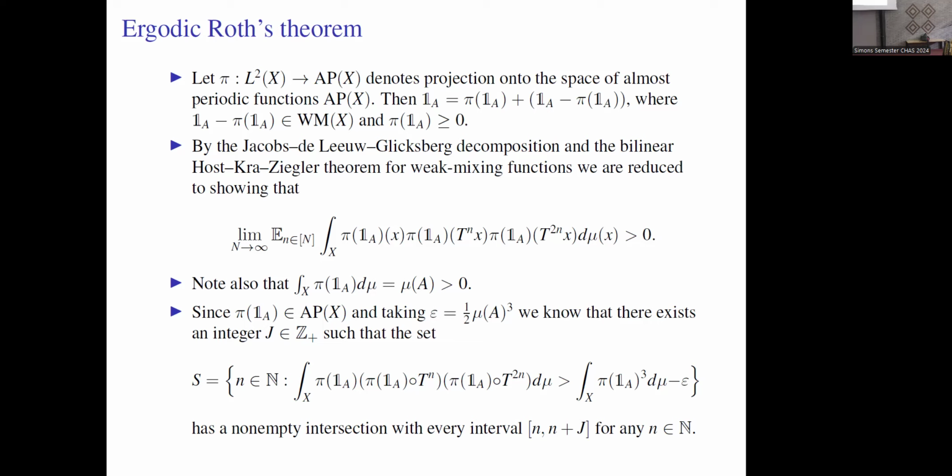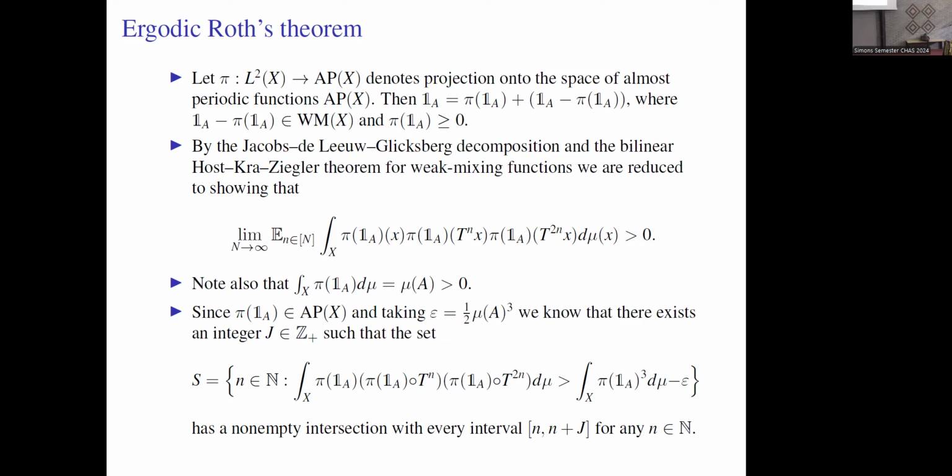And now, by this decomposition of Jacobs-Glicksberg, and the fact that our bilinear Hofstra-Ziegler averages converge to 0 for weakly mixing functions, we are reduced to showing that this limit is positive. We also know that the integral of this, the measure of A, is positive. This follows from the orthogonality, because this is orthogonal to the constant function. And this is an almost periodic function by definition.